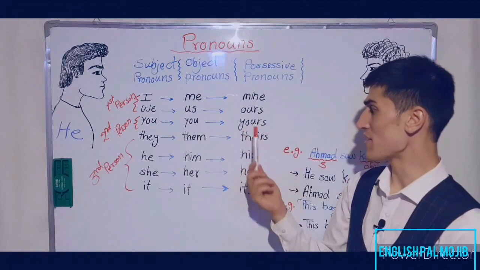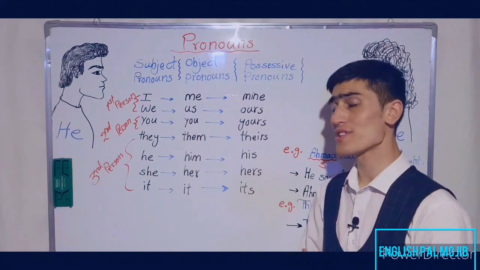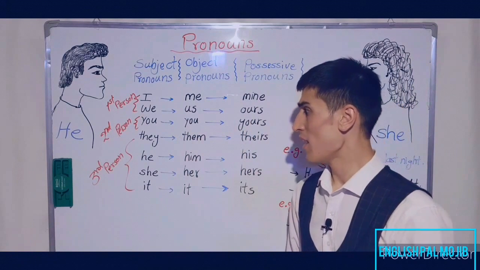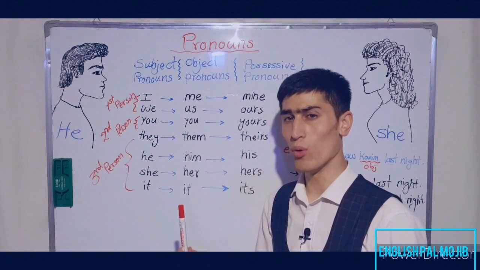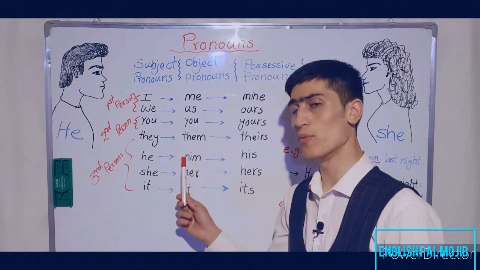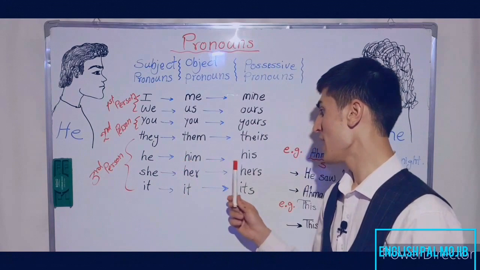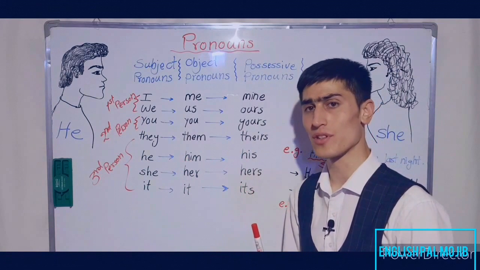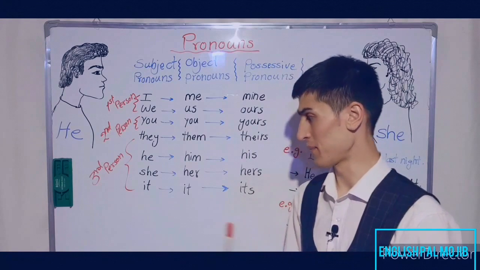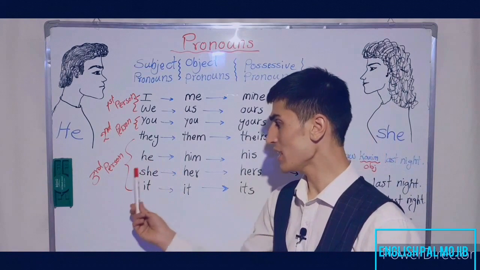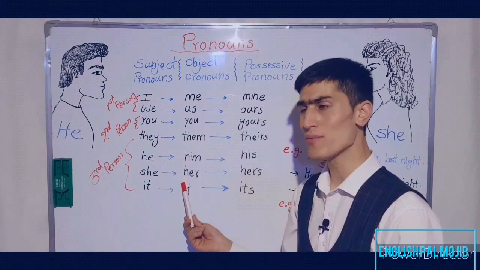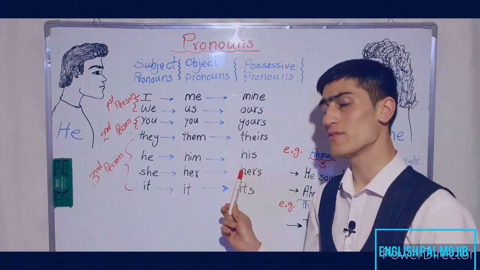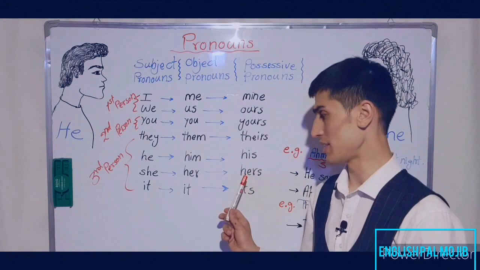And we have theirs as the possessive pronoun for they. And we have he instead of a male name, a boy name. And we have him if the boy name is the object of the sentence. And we have his in order to show possession for the male name. And then we have she as the female name, and her if the female name is the object, and then we have hers if you want to show possession for that noun.